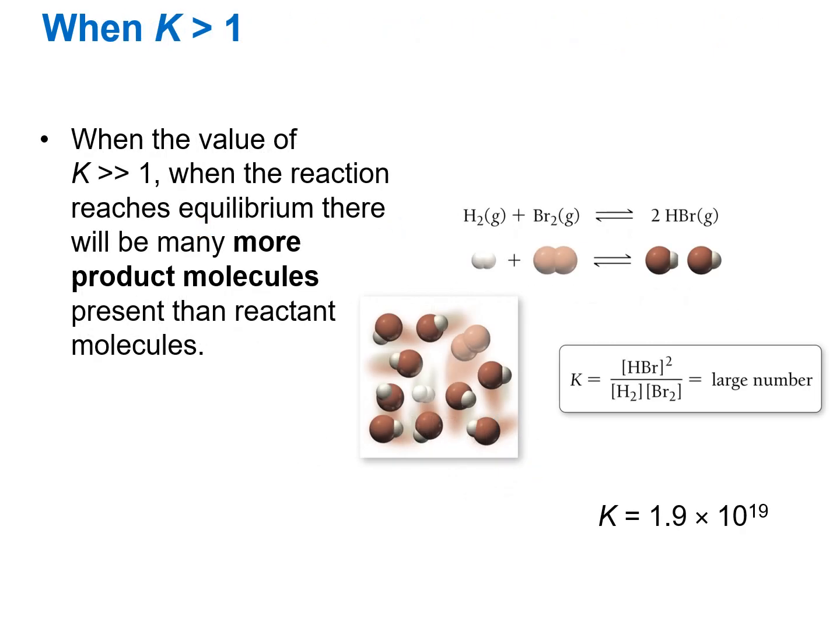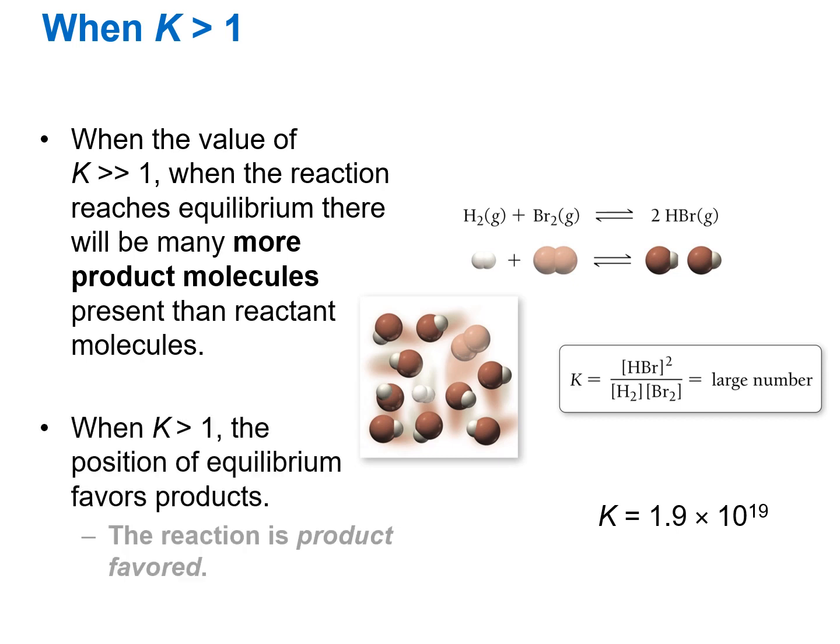Now, a little bit ago, I said something about when the value of K is large and when the value of K is small, and what that will tell us is being favored in a reaction. And what we see here is the scenario when K is large, when K is greater than 1. So when the value of K is greater than 1, when the reaction reaches equilibrium, there's going to be more products present than reactants. So what we can say then is that when K is greater than 1, the creation of products is favored.